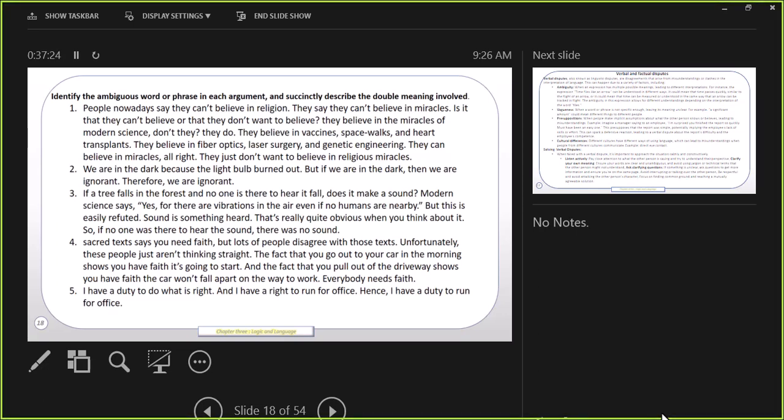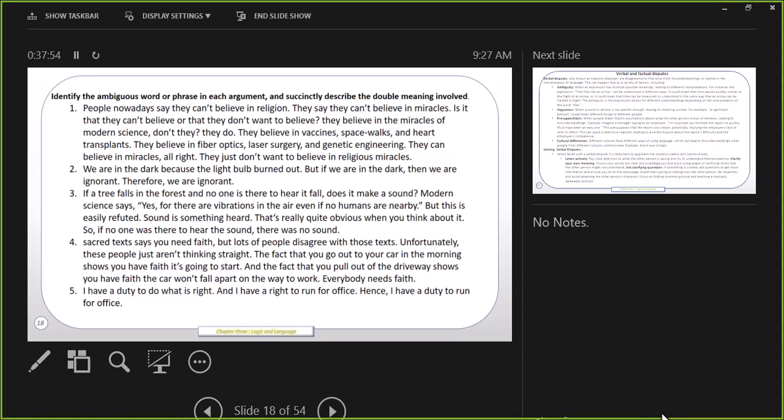Which word is used ambiguously? Dark. Can you tell which two meanings are involved? What does dark mean in the first sentence? We are in the dark because the light bulb burned out. Dark refers to the absence of light.